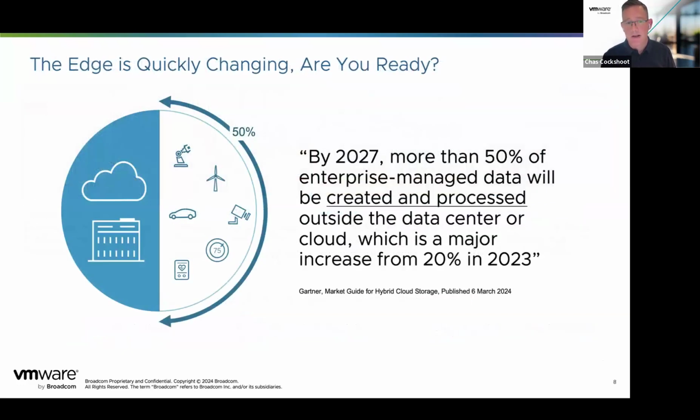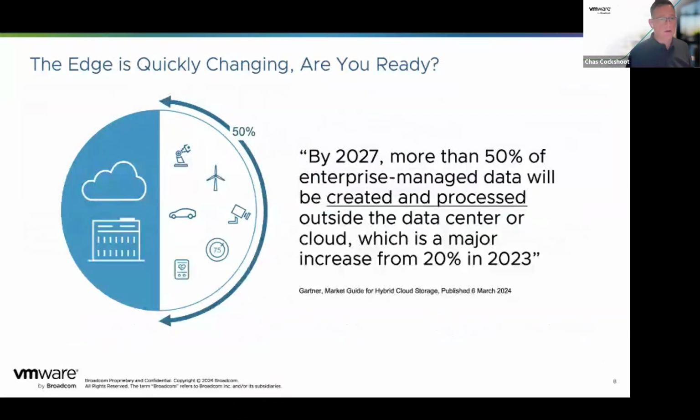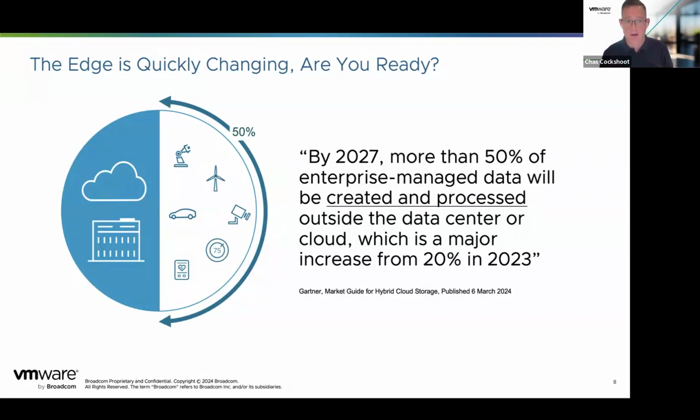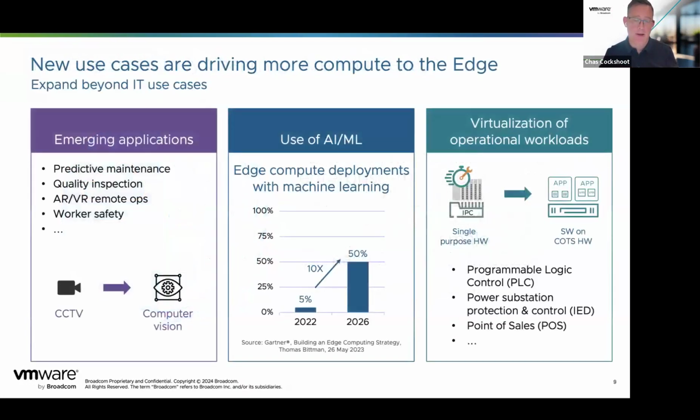So this is quite a big statement from Gartner. More than 50% of data will be created and processed outside private or public cloud in the next 3 or 4 years. There's a massive increase there coming, and the icons kind of show you the use cases I've talked about. So what's driving it? What are the actual applications that we're seeing?